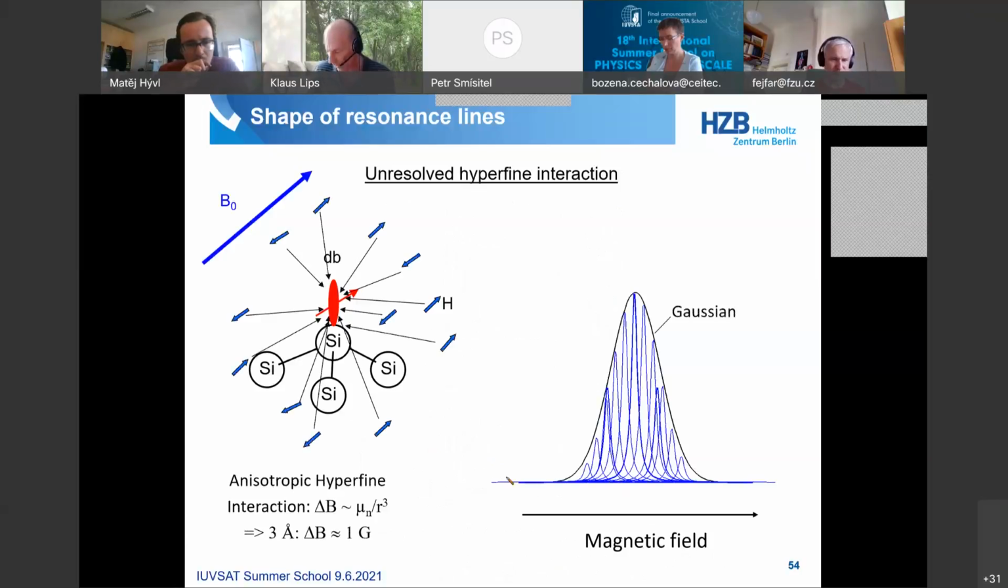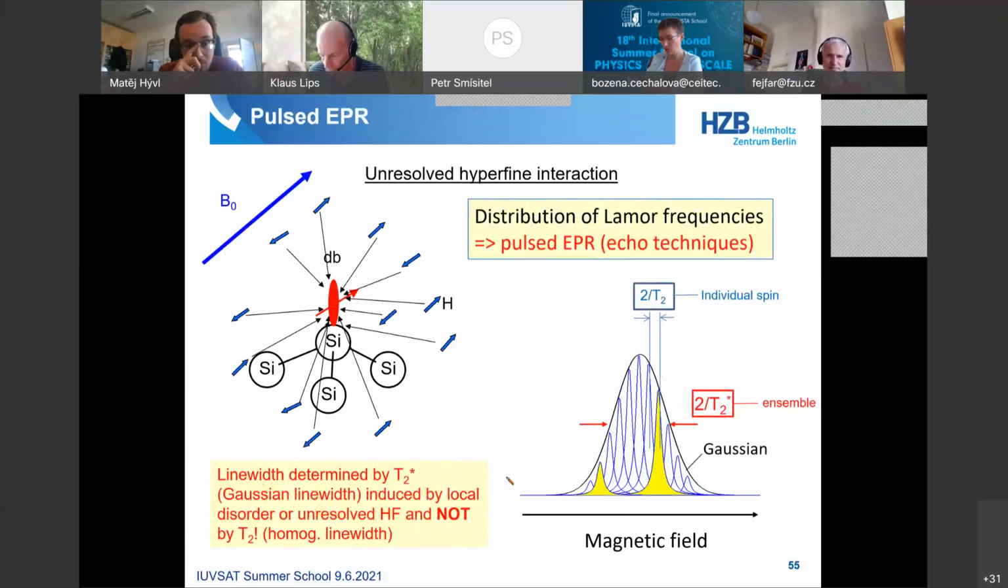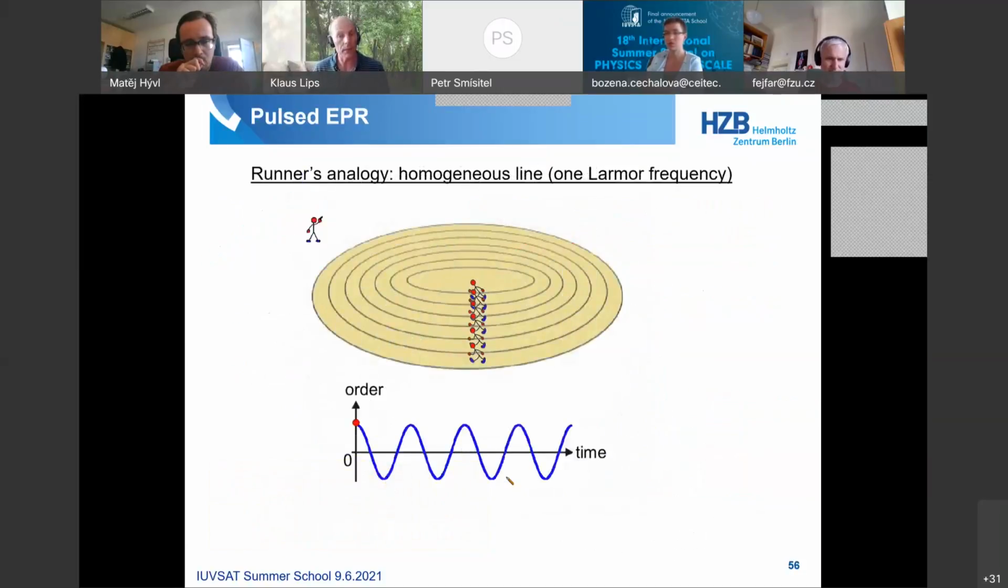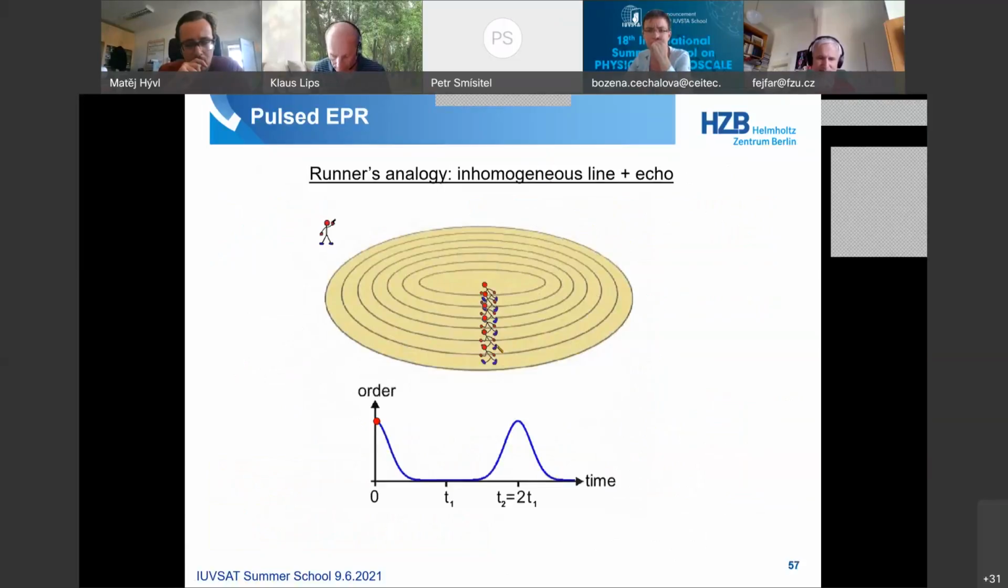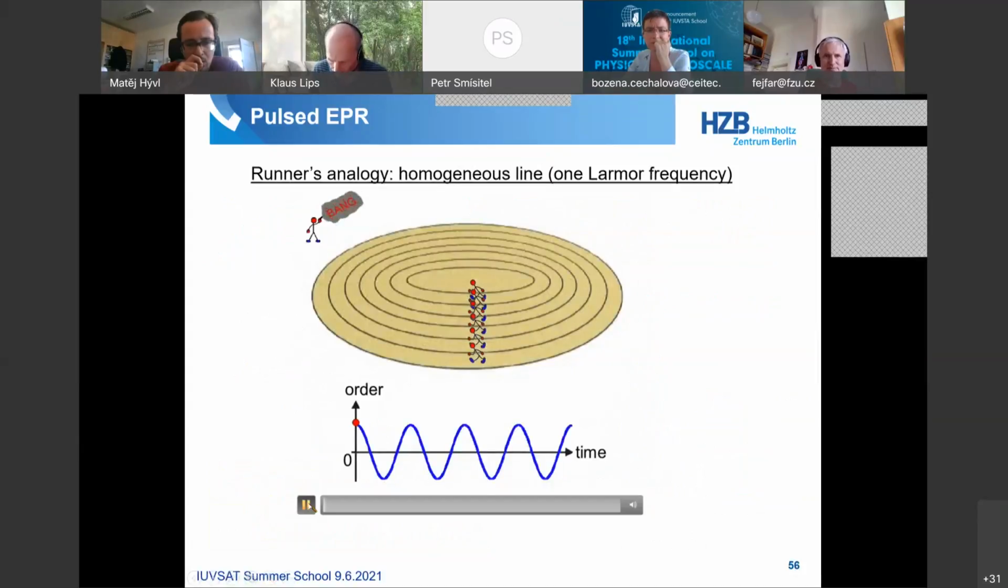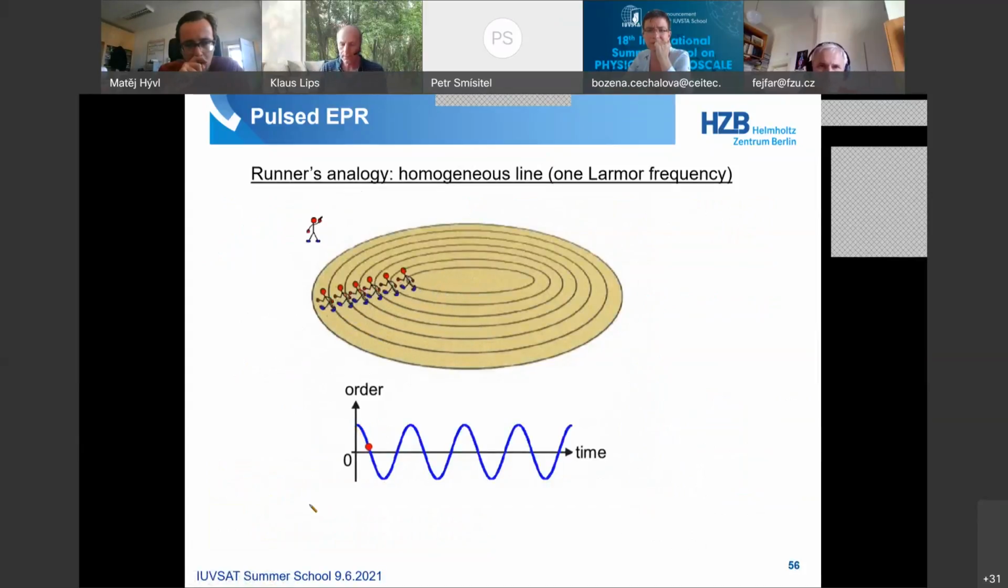echo spectroscopy. And that is the second last thing that I'm going to show you. How can you again reveal the original line shape in an experiment? And that is basically the runner's analogy. Imagine that we have runners in a stadium, and those are all my individual spin packages that I have in the magnetic field. If they all have the same frequency, they will run in the stadium, and they will all run at the same angular speed. So they will all be synchronized.